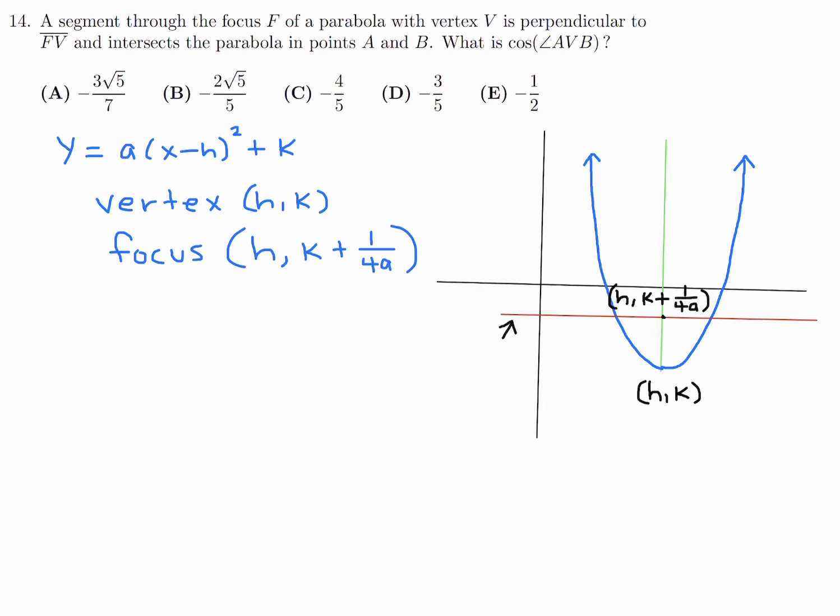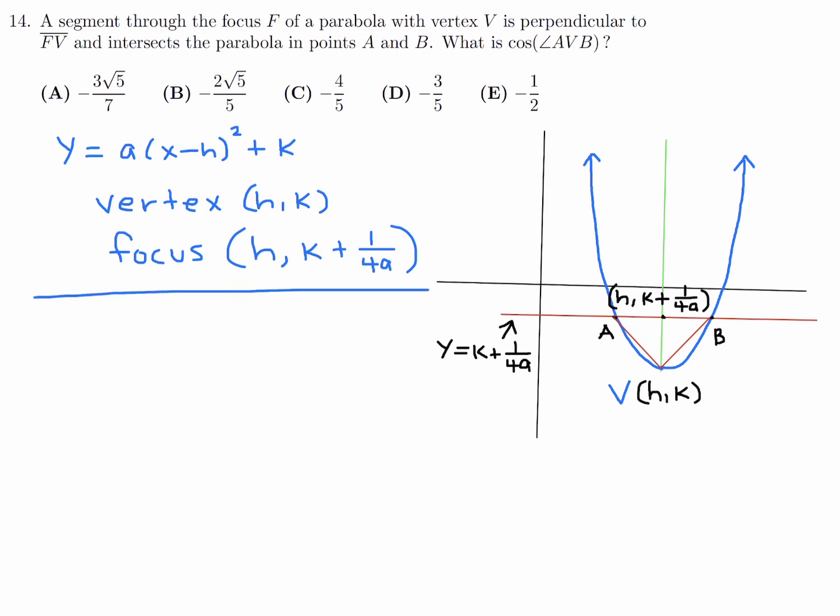And this red line is basically the segment that they're talking about, and that, of course, in terms of its equation, is y is equal to k plus 1 over 4a. All right, and this is point A, and that is point B, since that is where the parabola is intersected by that line. So what they want is for you to figure out the cosine of a certain angle, and that's AVB. So A to V to B, because that vertex is being referred to as V. Well, this is an interesting question.